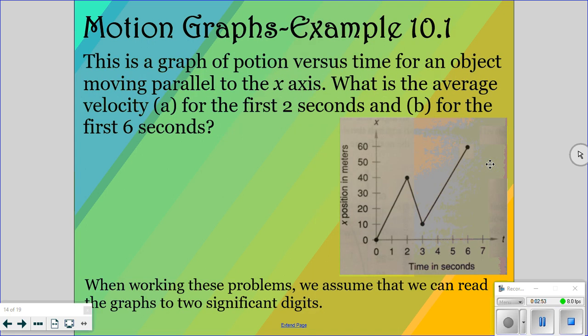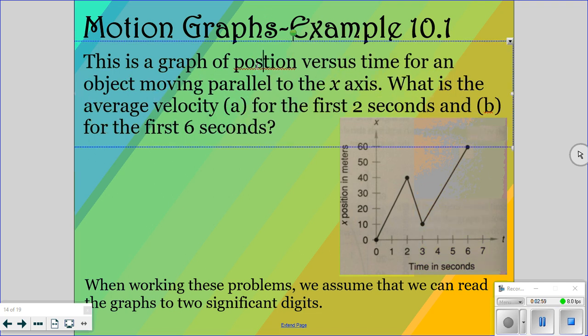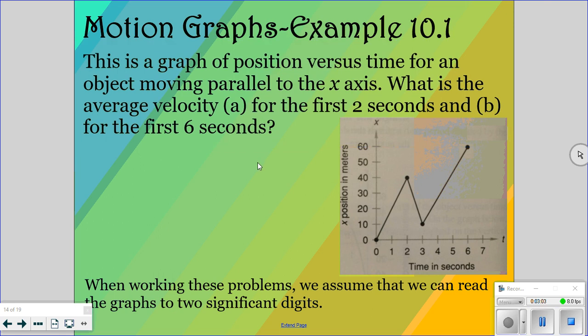So let's look at this example. This is a motion graph of position versus time for an object moving parallel to the x-axis. What is the average velocity for the first 2 seconds and for the first 6 seconds? And a note on these motion graphs: when we're looking at graphs, we assume that we can read the graphs to 2 significant digits. So that's something we always do with those.